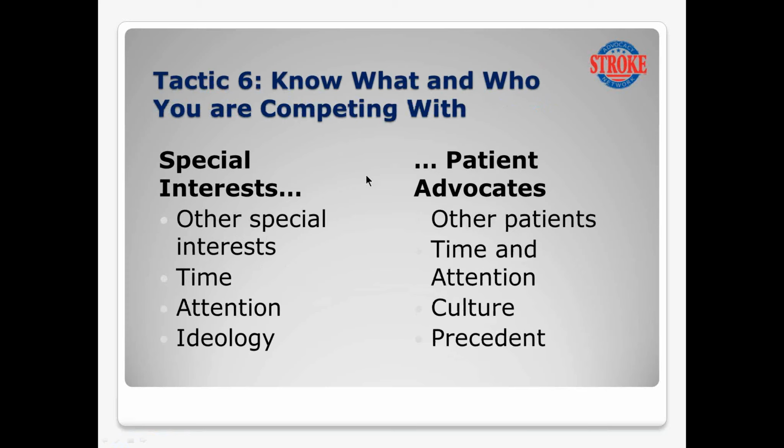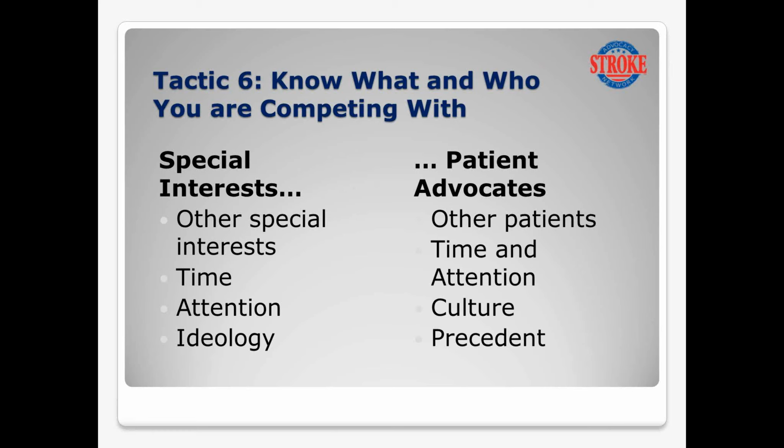Then tactic number 6 is to know what and who you are competing with. In the special interest world, this may mean other special interests, time, attention, and particularly for the Washington, D.C. world, as you probably imagined, the ideological high ground. People are very interested in making sure that their particular, often partisan perspective is acknowledged. And, you know, a lot of times in D.C. we think that the competition is for money.